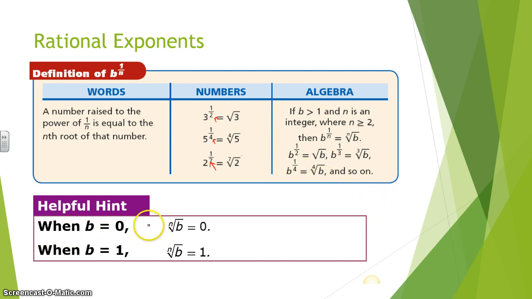So when b equals 0, the nth root of b equals 0. When b equals 1, the nth root of b equals 1.